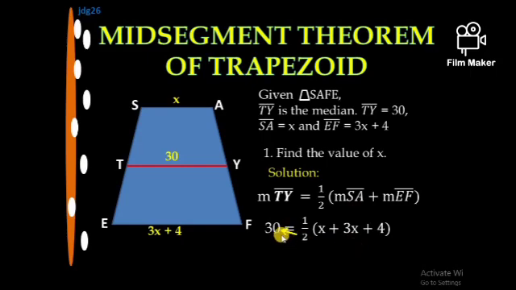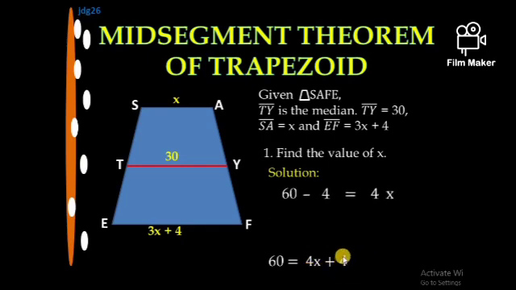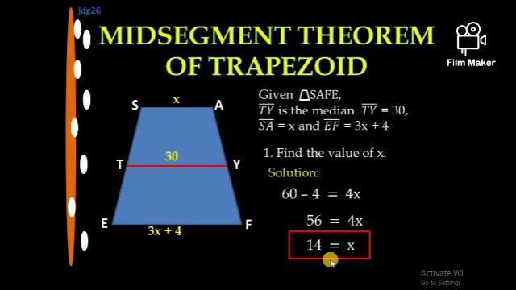Cross-multiply natin yung 2 and 30. So, 2 times 30 is equal to 60. And then add X plus 3X is equal to 4X plus 4. Then we have now, lipat lang natin si positive 4 sa left side. So, we have 60 minus 4 equals 4X. Simplify. We have now 56 equals 4X. And then divide both sides by 4. So, we have 14 equals X. Therefore, the value of X is equal to 14.